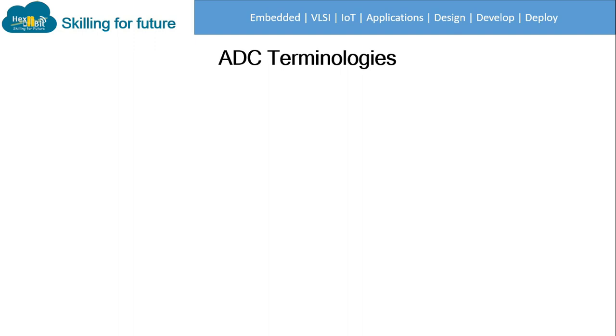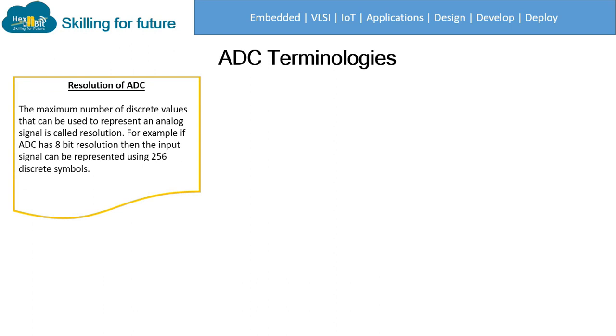Let's discuss some basic ADC terminologies that we're going to use in this session. The very first is resolution. I hope you have heard this word resolution. We all watch pictures on TVs, mobiles, or laptops. In terms of a picture, resolution is the quality of a picture, that is, how many pixels can be captured in a single frame. If the number of pixels is large, the picture is clear and the resolution is high.